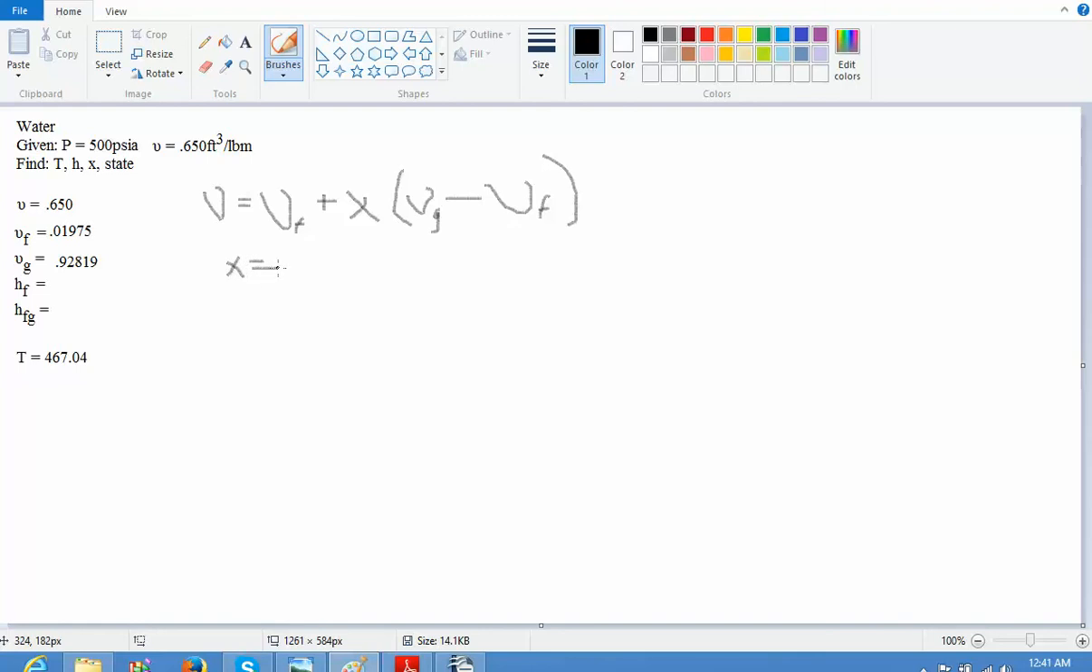So x equals specific volume minus saturated liquid specific volume, over saturated vapor specific volume minus saturated liquid specific volume. Wow, it takes a long time to write this out. Okay.